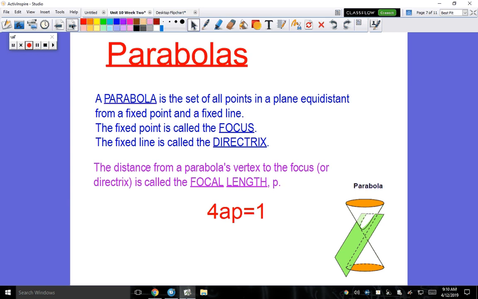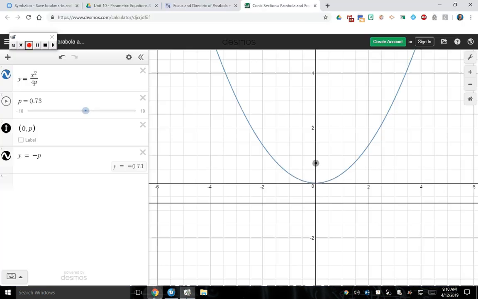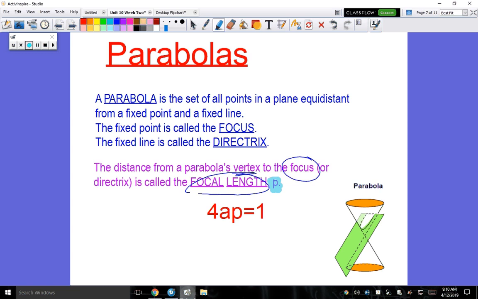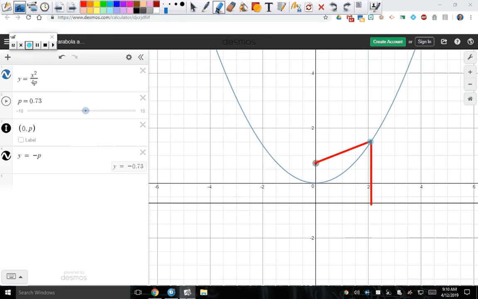Alright, so a parabola, again, still is a set of all points equidistant from that fixed point and that fixed line. We now know them. And the distance from a parabola's vertex to the focus or the directrix is called the focal length, and we're going to call that P. Okay, so if I were to go back to this thing here, and I showed you the distance between, we do this in orange, the focal point and the vertex, we're going to call this P. So this distance is called P.